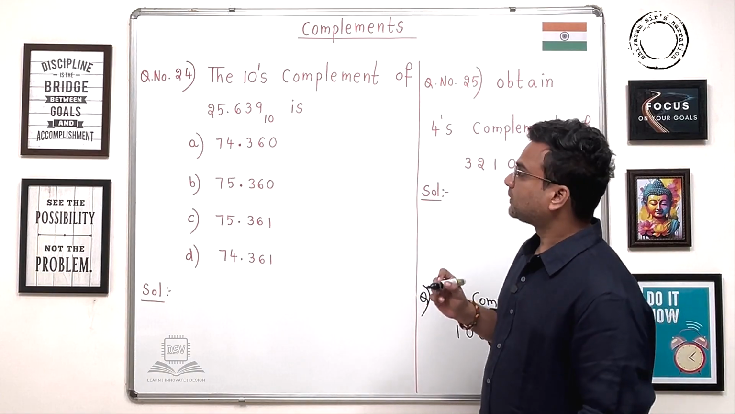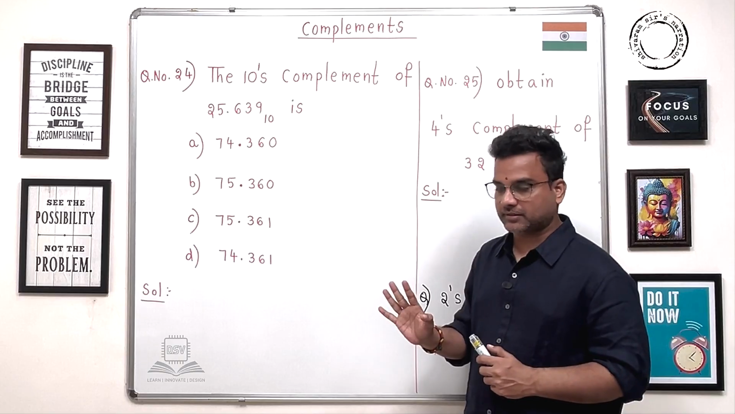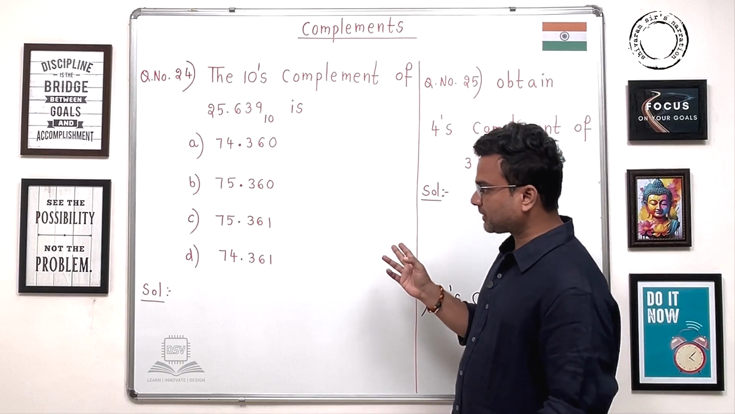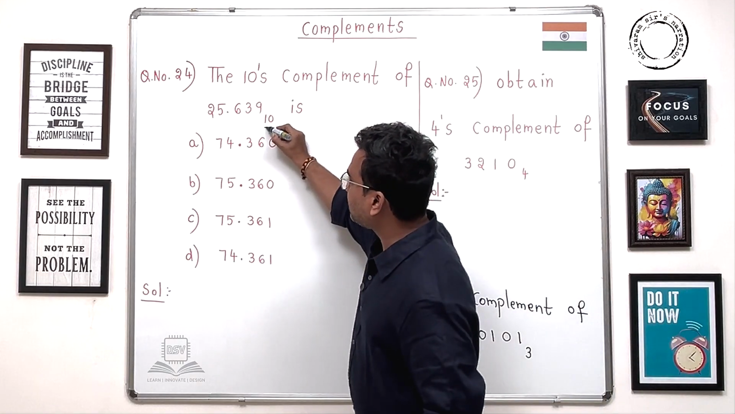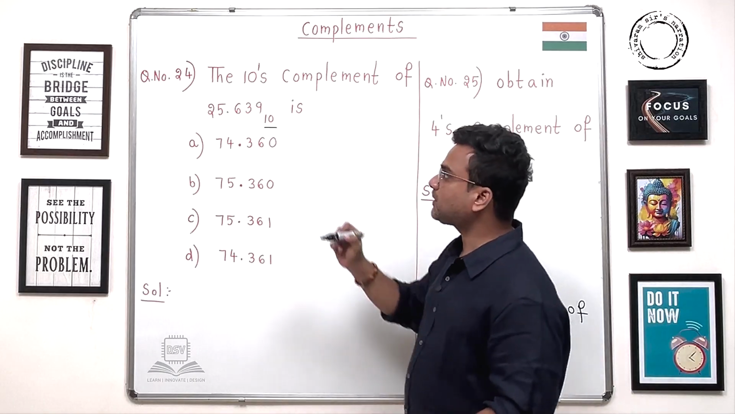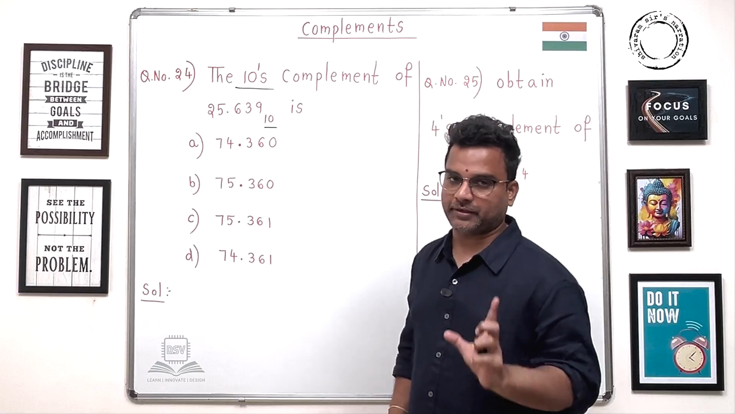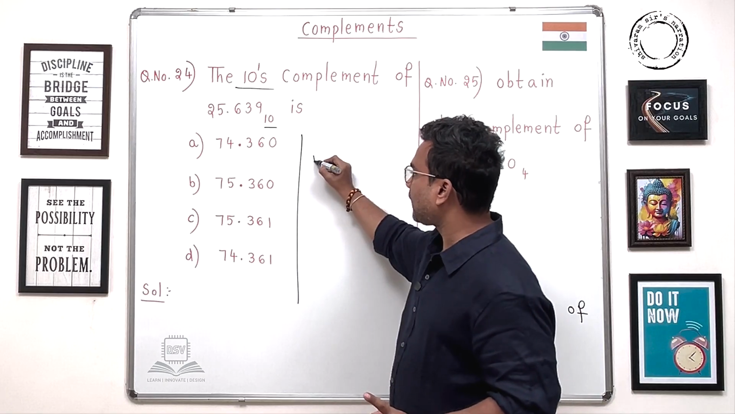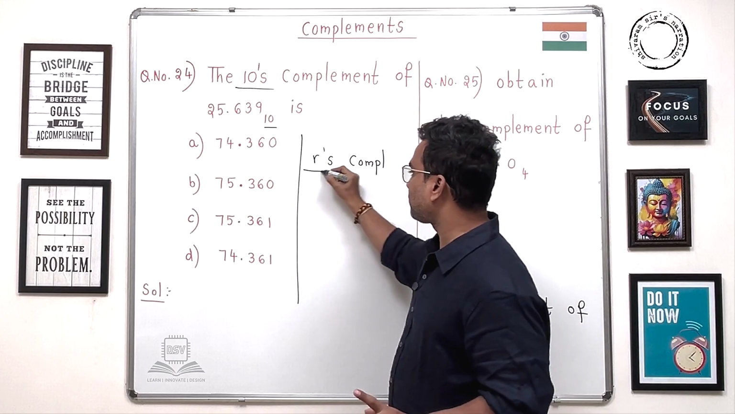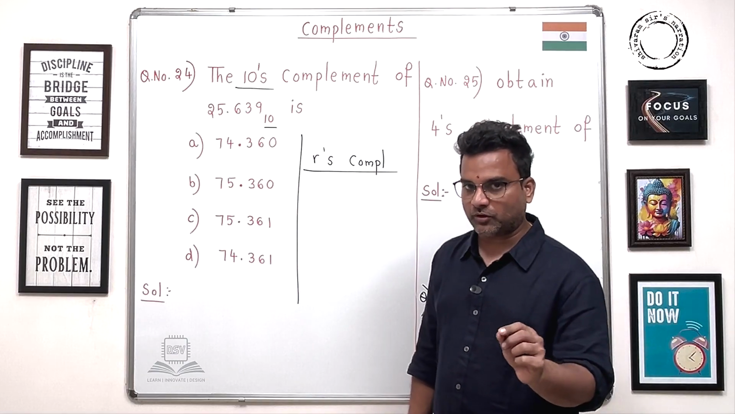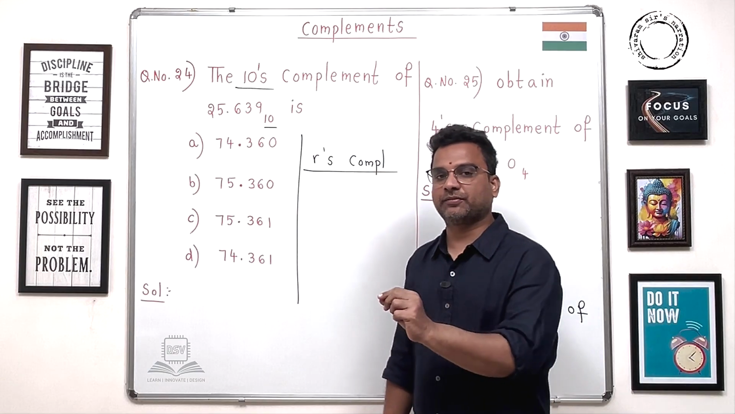Okay? Let's continue the examples on complements. Question number 24. The tens complement of 25.639 base 10 is 74.360, 75.360, 75.361, or 74.361. The base value is 10 and they are asking for the tens complement. Therefore, they are asking for the R's complement. What is the procedure for the R's complement? Is it 2 steps or 1 step? 2 steps. For the R's complement, first you need to find the R minus 1's complement and then you need to add 1 to the least significant digit.